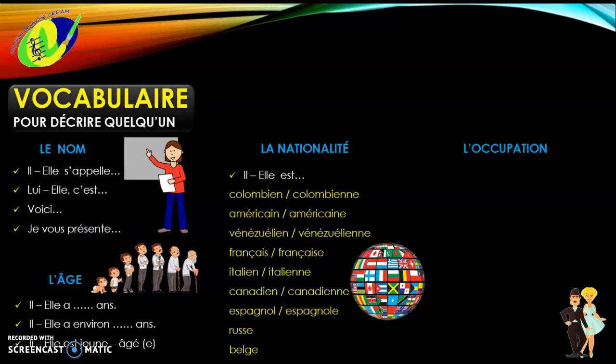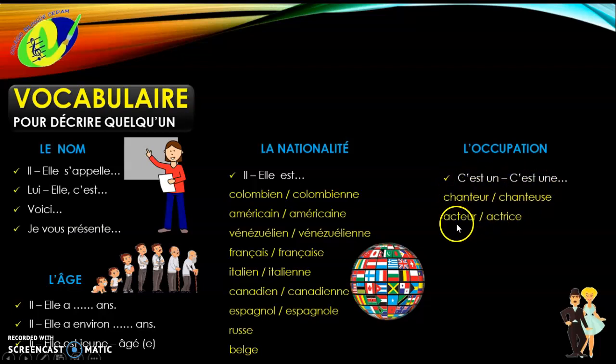And we have l'occupation. C'est un, c'est une. That is the way that you have to start using the expression, the sentence, to describe l'occupation. It's a. He is a, she is a. C'est un, masculine, c'est une, feminine. C'est un, c'est une. C'est un chanteur, c'est une chanteuse. C'est un acteur, c'est une actrice. C'est un astronaute, c'est une astronaute.